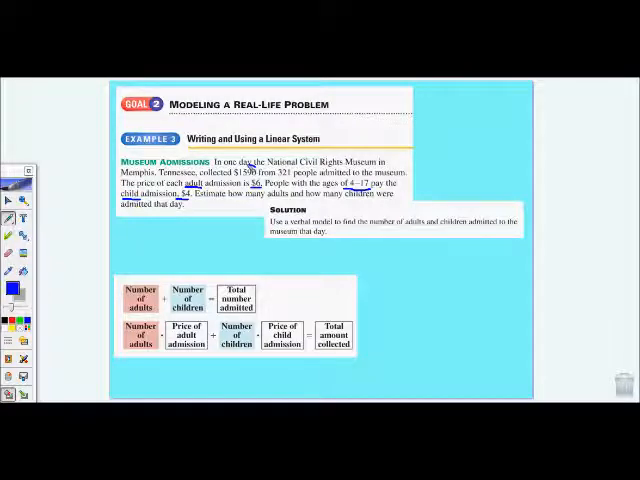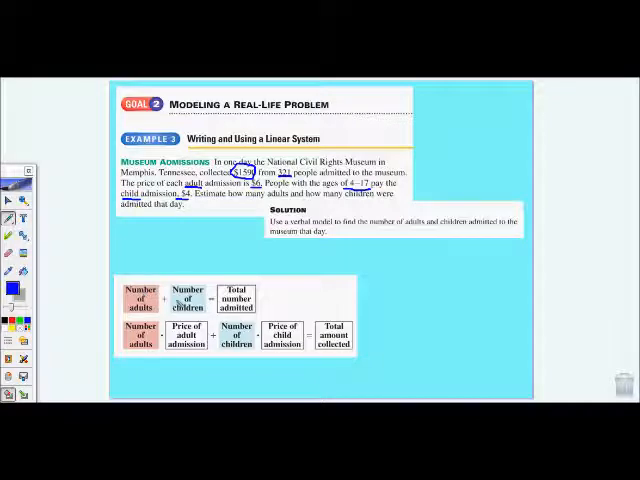Okay, we have that we raised $1,590. And then we know also that there was 321 people. We do not know how many of those people were each of those categories.